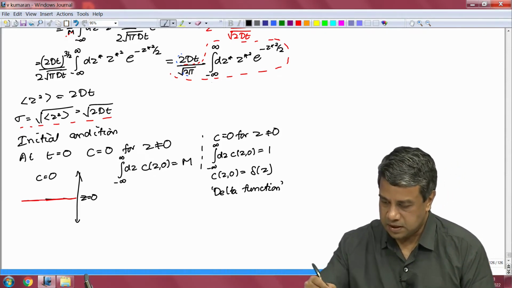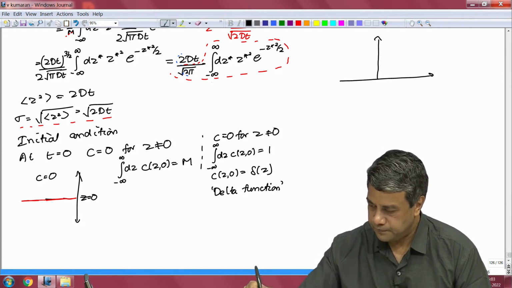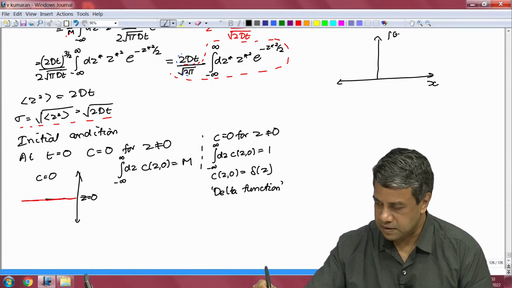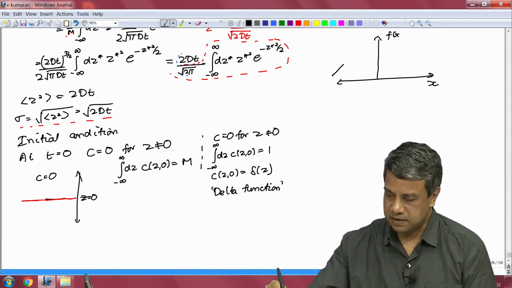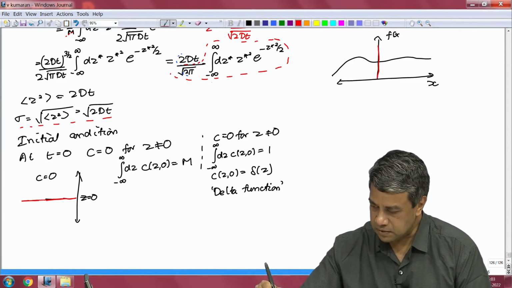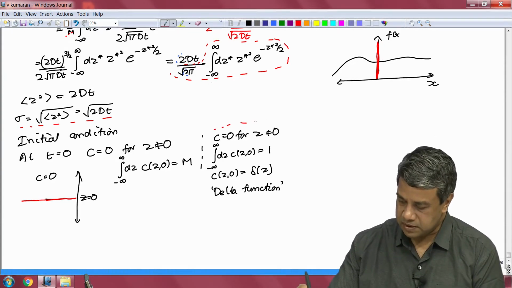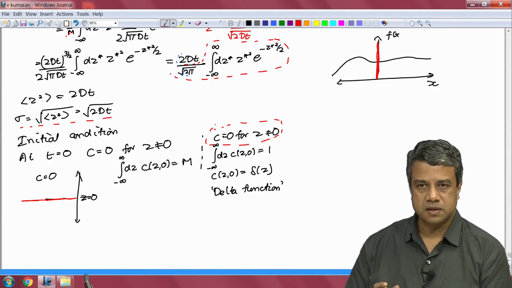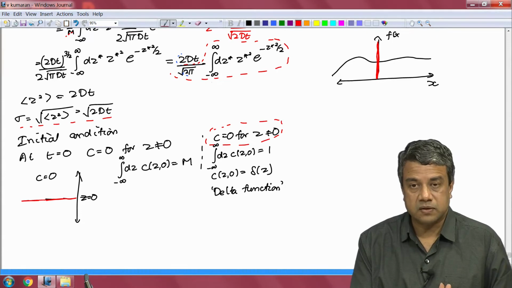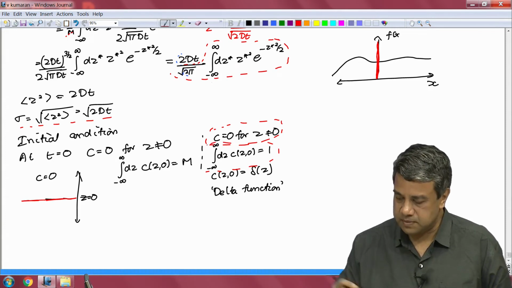So, if I plot x versus some function f of x, general functions will have some particular form. This delta function is non-zero only when z is equal to 0. It is equal to 0 for z not equal to 0. So, it is non-zero only in an infinitesimal interval around z equal to 0, in the limit as the width goes to 0.